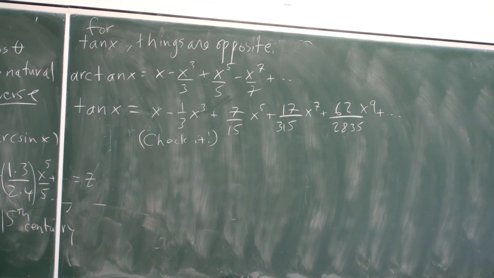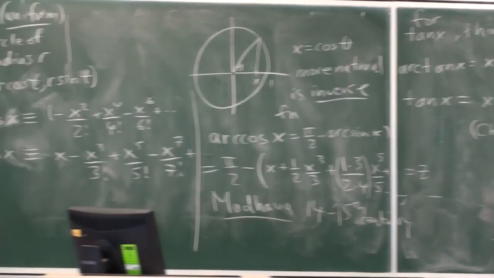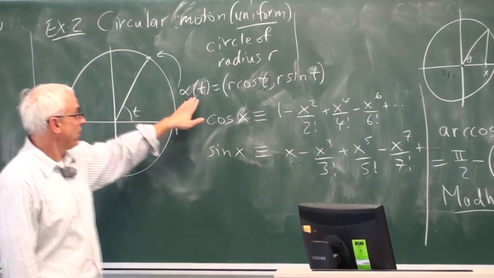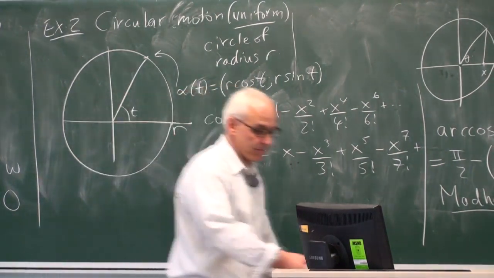All right, so that's good. So we have a little bit of introduction to these circular functions, I like to call them, because they're really associated with the uniform motion on a circle. And so now let's have a look at this motion. The uniform motion around the circle of radius r, given by alpha of t equals r cos t, r sine t.